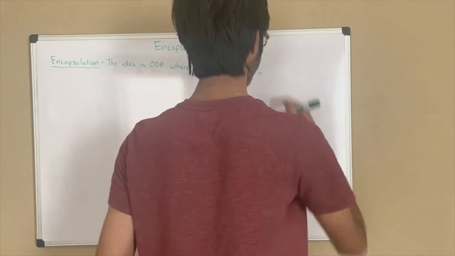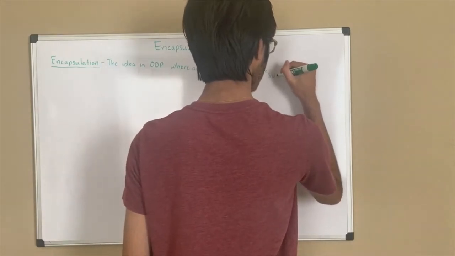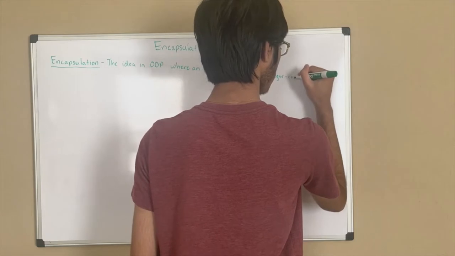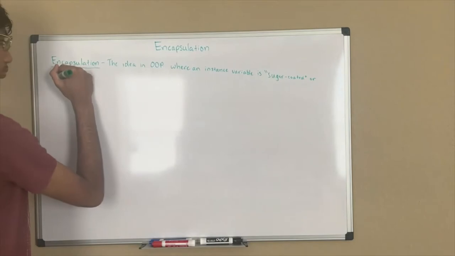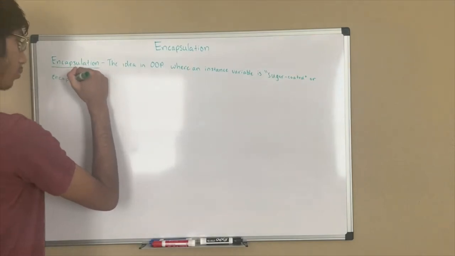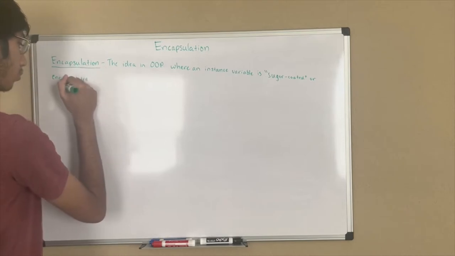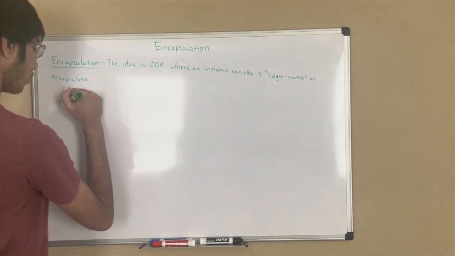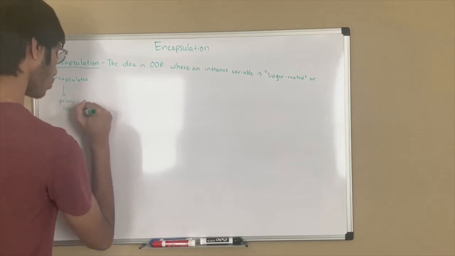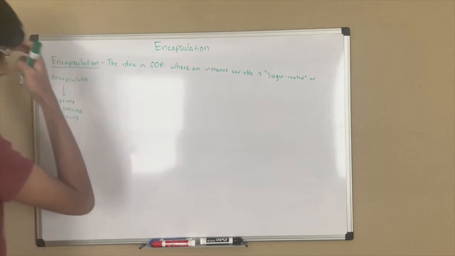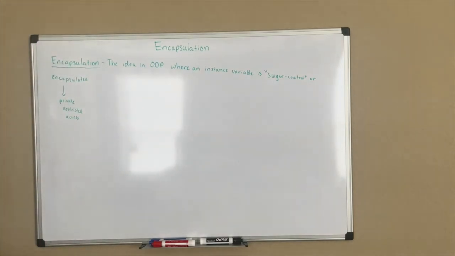Pretty long definition. So encapsulation, this is the first part of the definition. I just want to break it apart. The first part of encapsulation is just the idea in OOP where an instance variable is sugar-coded or encapsulated.